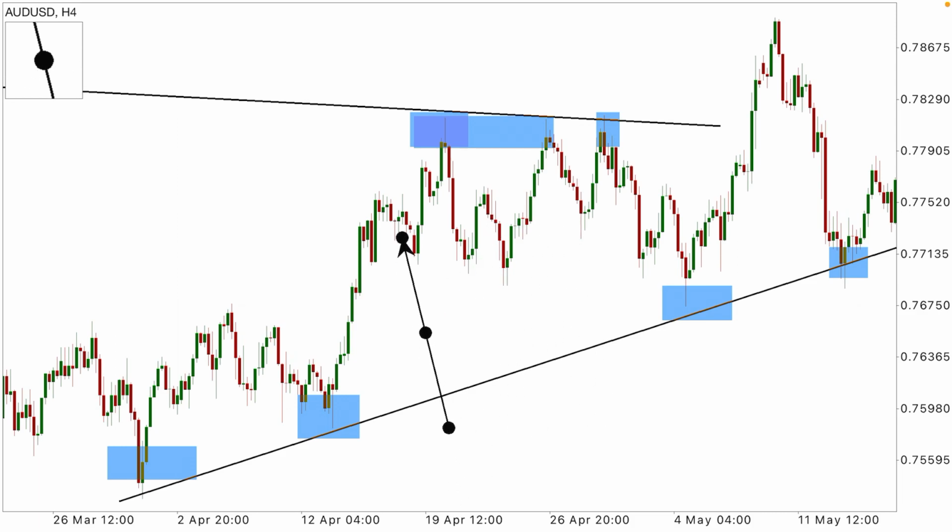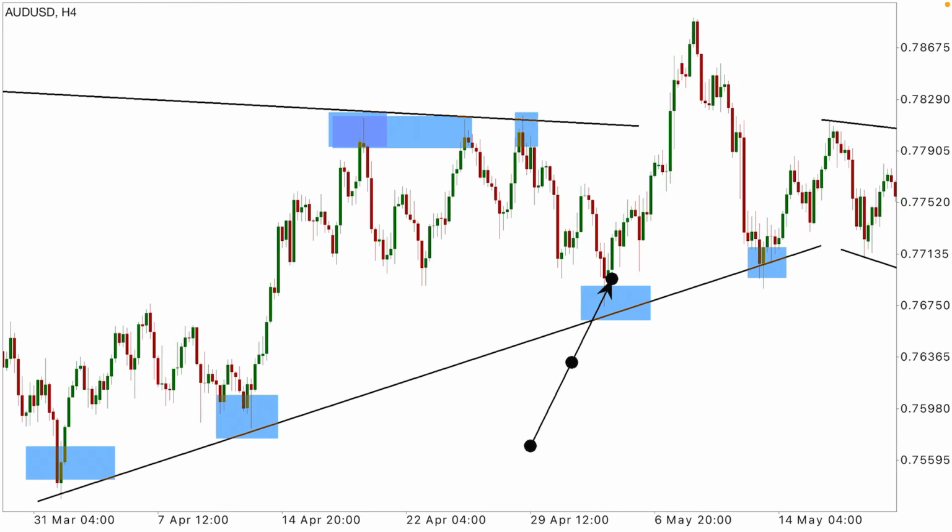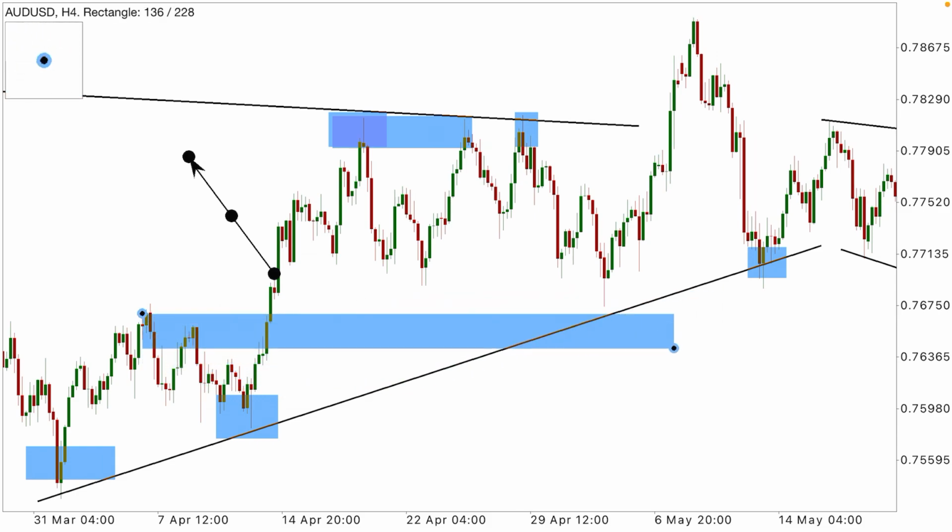In this case now, first touch, second touch, price actually reacted to the demand zone here and bought, not the trend line. Look at the demand. Let's mark the demand zone. This is the demand zone.